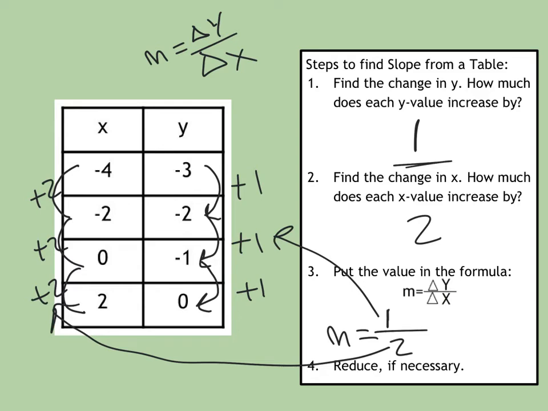Okay, and this cannot be reduced anymore. 1/2 is as small as it can get. If you want to stay with m equals rise over run, like we often use for graphs, then you just need to remember that y is going to be your rise, because y goes up and down, and x is going to be your run. You could also use the formula m equals y2 minus y1 over x2 minus x1. You would just pick 2 points from the table and then put them in that way if you'd want to do it that way.